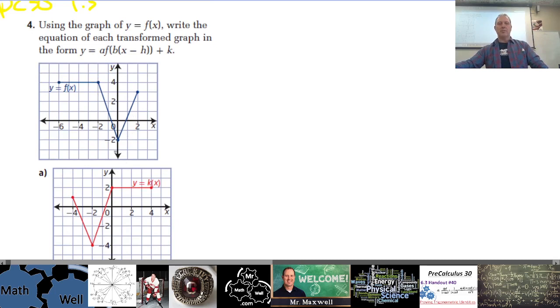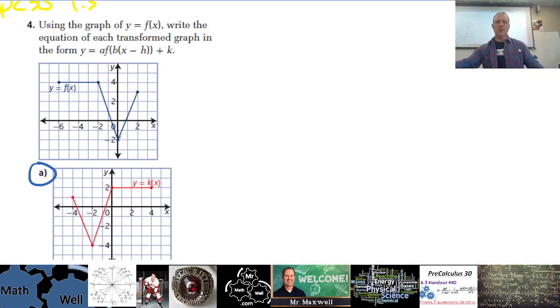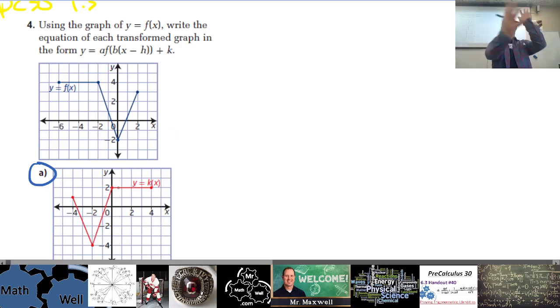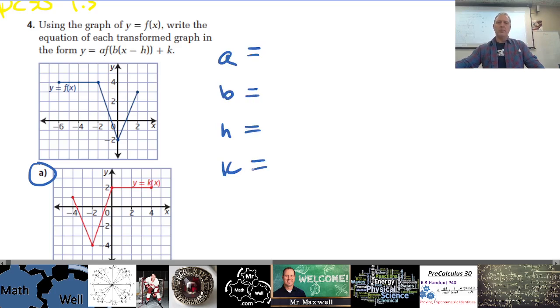So what's happened going from the original to A here? It looks like, first of all, we want to deal with A and B first, the stretches and the flips. So the first thing I noticed is that this looks to be flipped around horizontally. Do you guys see that? It's flipped around horizontally. So if we're taking a look at A, B, H, and K, which parameter flips it around horizontally? Which one is it? The horizontal flip. It is? B. Yeah, so B is going to be negative something, because it flips around.